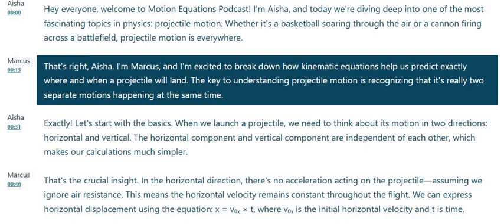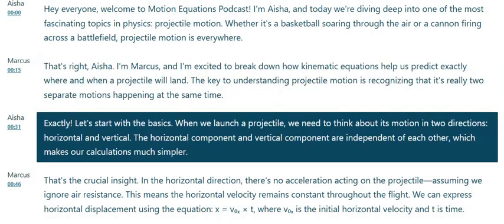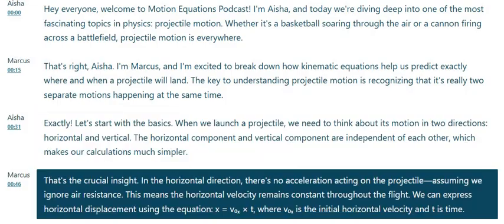The key to understanding projectile motion is recognizing that it's really two separate motions happening at the same time. Exactly. Let's start with the basics. When we launch a projectile, we need to think about its motion in two directions, horizontal and vertical. The horizontal component and vertical component are independent of each other, which makes our calculations much simpler.